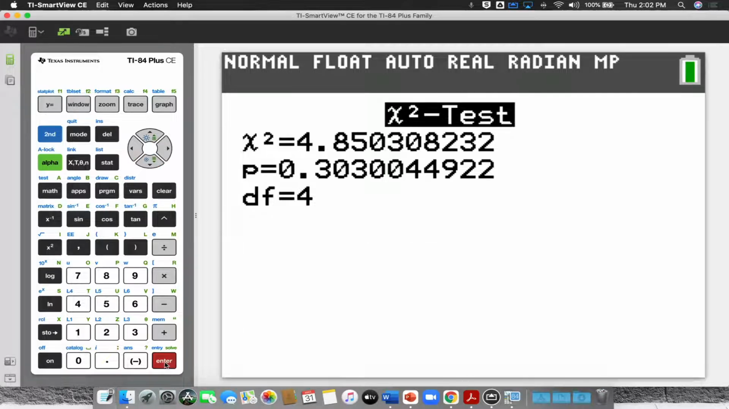So our chi-square statistic is going to be 4.850. Chi-square statistic. And then our p-value, because it's calculations, right? P-value, we also have to find, 0.03030.